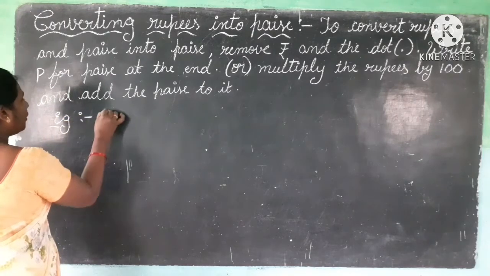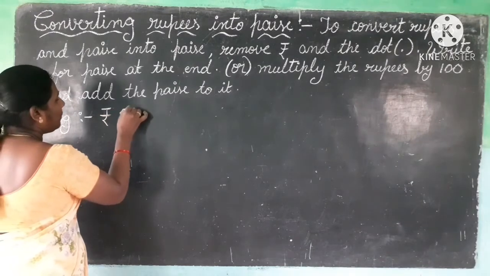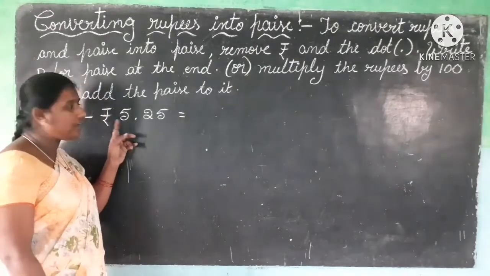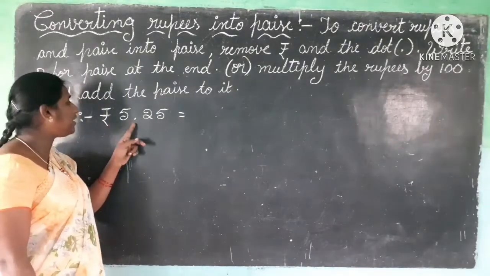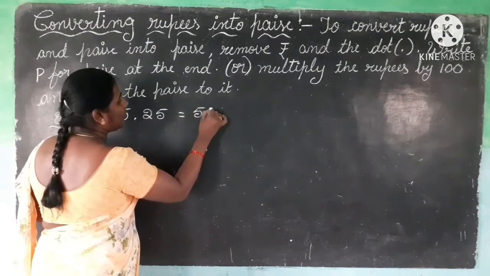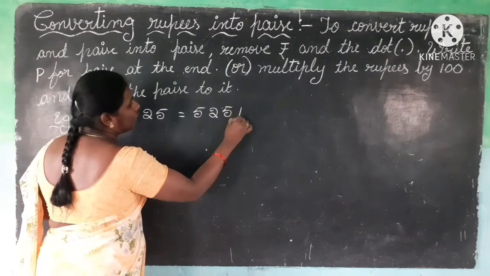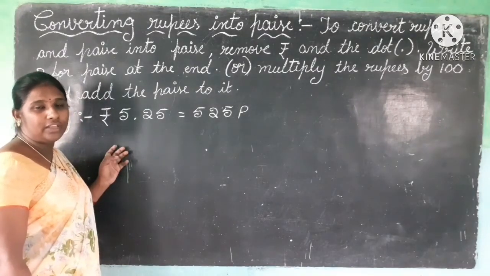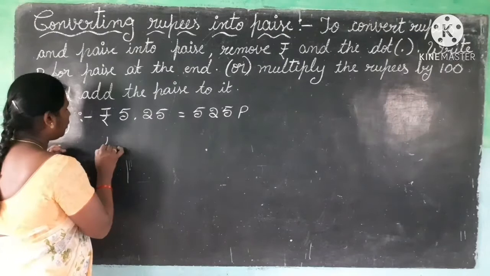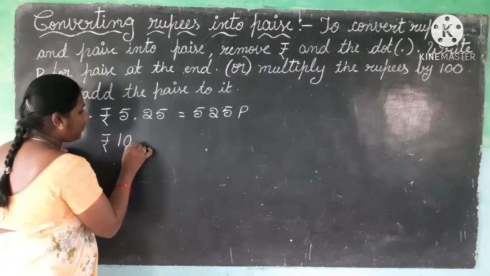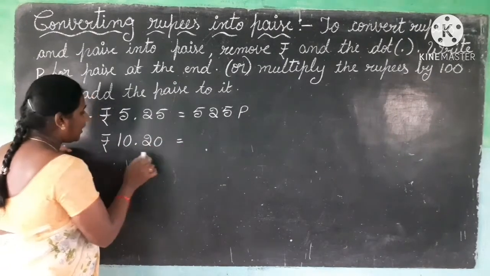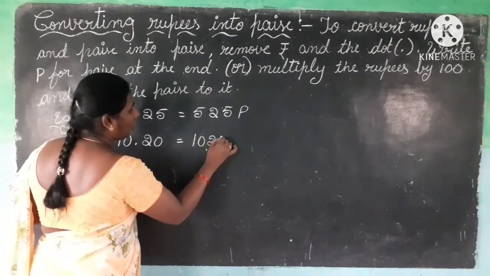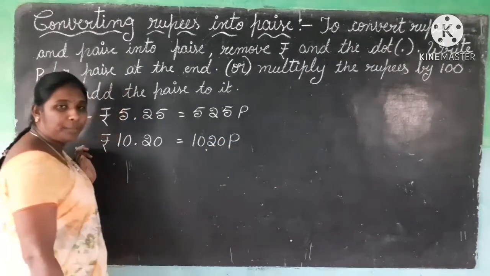For example, rupees 5.25 is given. How should we write this? We remove the rupee symbol and the dot. If the two are removed, we get 525. Put P here: 525 pies. Again, rupees 10.20. Here also remove the rupee symbol and dot. 1020. Put pies at the end.